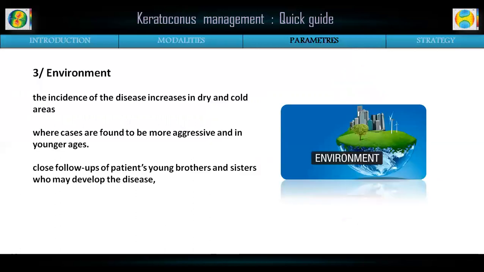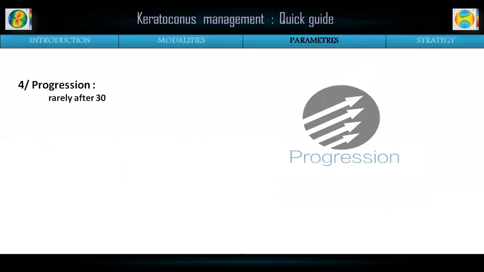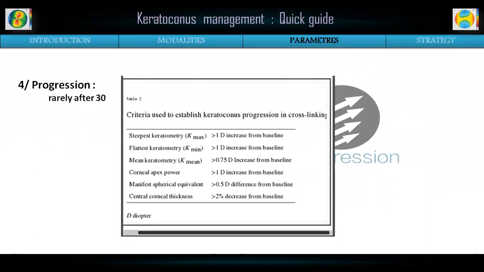For the environment, the incidence of the disease increases in dry and cold areas, where cases are found to be more aggressive and in younger ages. Close follow-up of the patient's young brothers and sisters who may develop the disease. For the progression, it is rare after 30, and these are the criteria that we have seen above to establish keratoconus progression in cross-linking.